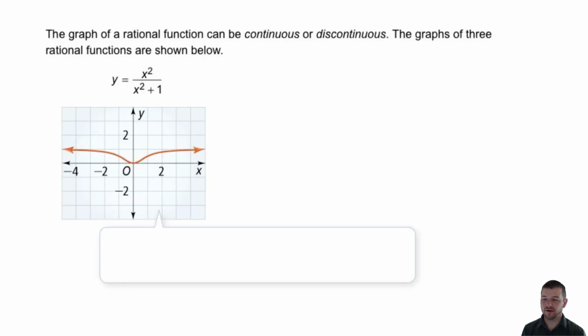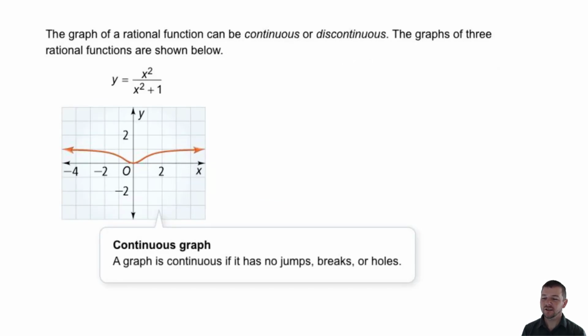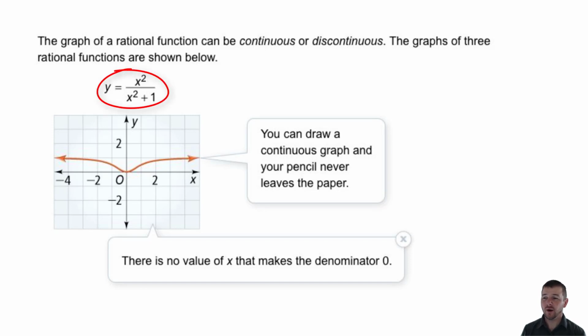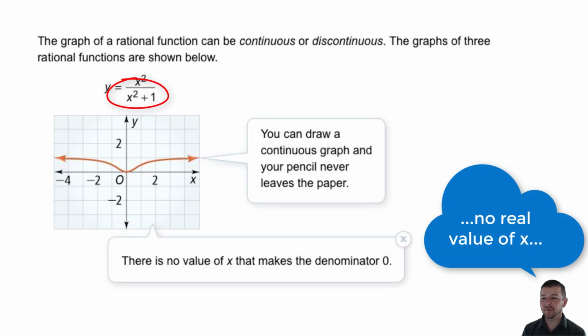First, a continuous graph. A graph is continuous if it has no jumps, breaks, or holes. You can draw a continuous graph and your pencil never leaves the paper. There is no value of x that makes the denominator 0. Taking note of the function itself, in this case y equals x squared over x squared plus 1, note there is no value of x that makes the denominator, x squared plus 1, 0.